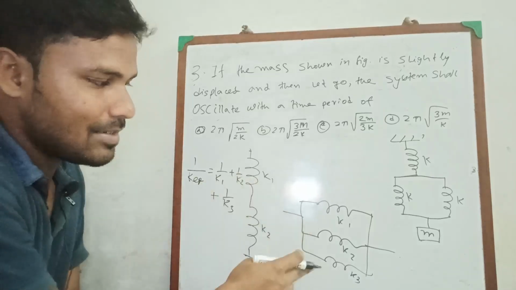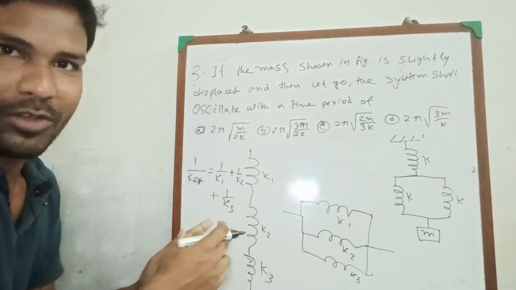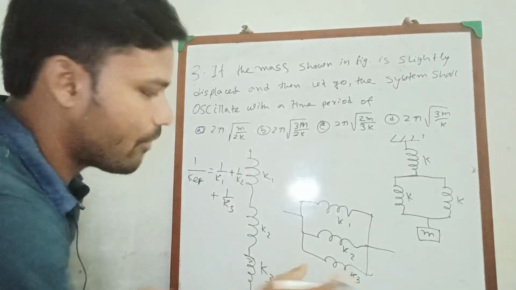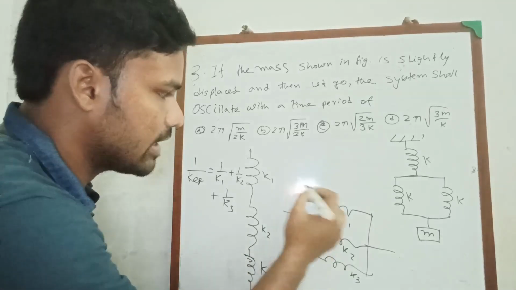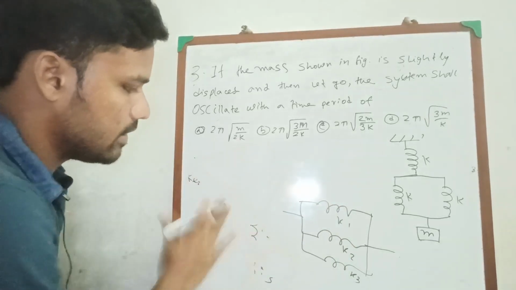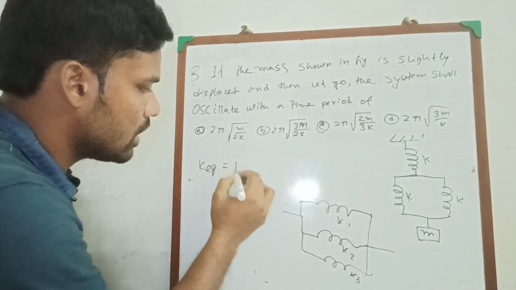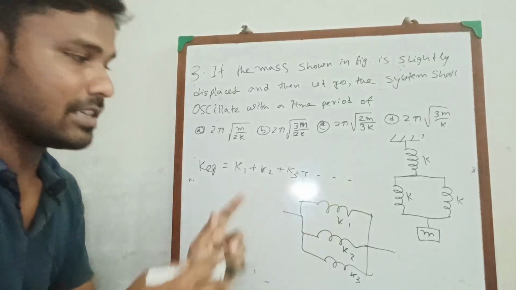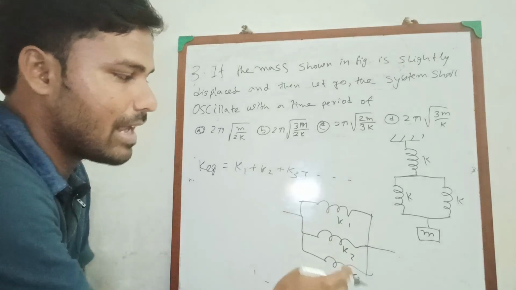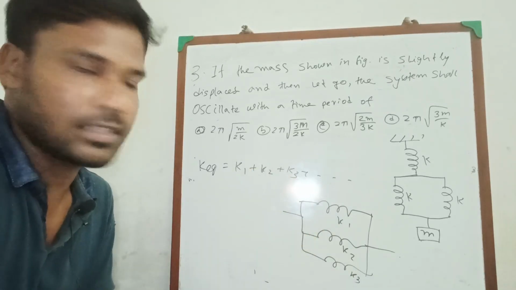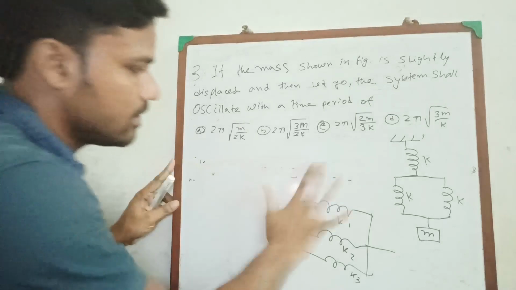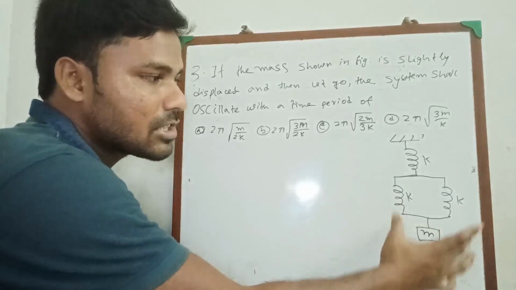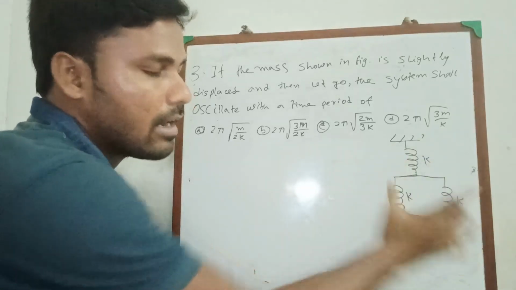But for springs this is totally opposite. For series combination we get this type of equation, and for parallel combination we simply get k equivalent equals k1 plus k2 plus k3, like resistance in series. So firstly this is our theory, but in this problem the system is a combination of series and parallel.